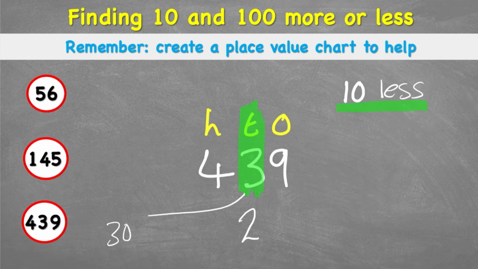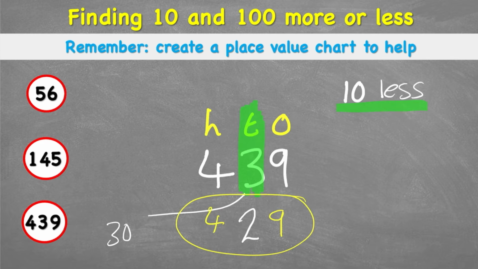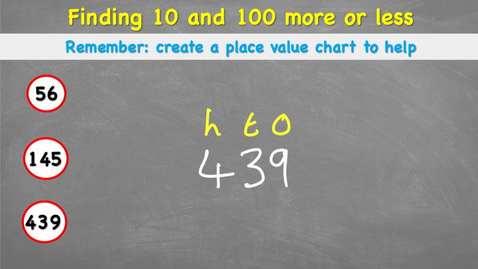I bring down my 4, and I bring down my 9, leaving me an answer of 429. So 10 less than 439 is 429. Let's do 100 more. And I think you're starting to get it now.